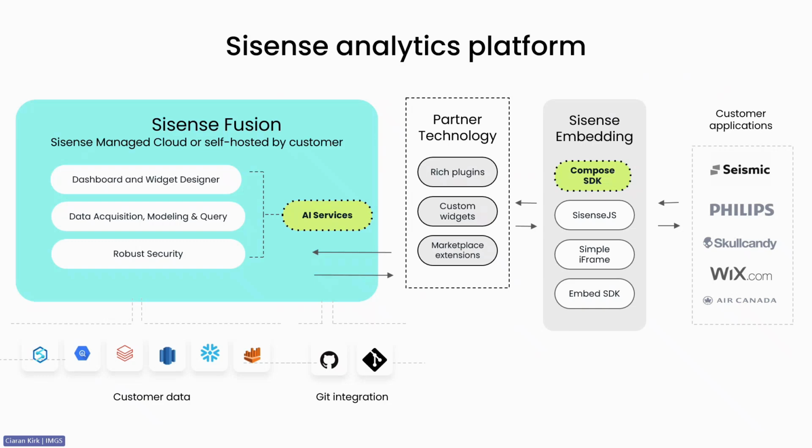The first one is the Embed SDK. The second is Simple iframe, which is the easiest and quickest to market. Then we've got Sisense JavaScript, and then we've got our latest innovation from Sisense, which is Compose SDK. Each have their own advantages and disadvantages, pros and cons, but that means that whatever your approach, whatever your in-house skills are, from pro coders to low coding, Sisense can help you. And then from that, you can see customers can build out their own solutions, such as Skullcandy, Air Canada, and name a good few more.